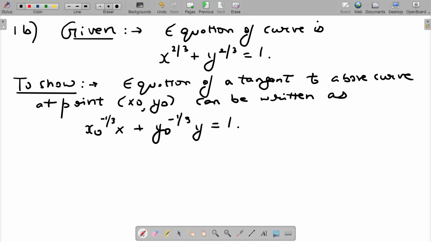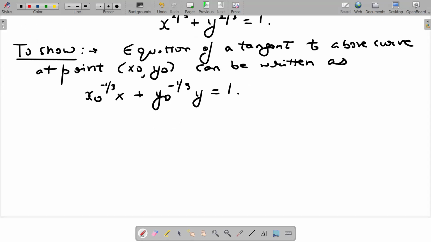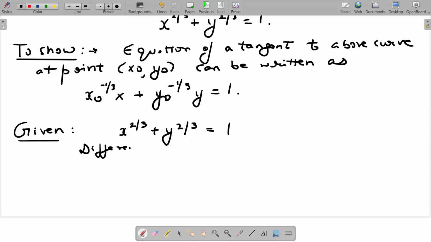Okay, so let's quickly first of all find the slope. We know we have to use implicit differentiation. So we are given that x to the power 2/3 plus y to the power 2/3 is equal to 1. So the first thing I need to do is differentiate it. So differentiating implicitly with respect to x. Implicit differentiation I've covered in quite depth in my course on differentiation within the mathematical methods for economics.